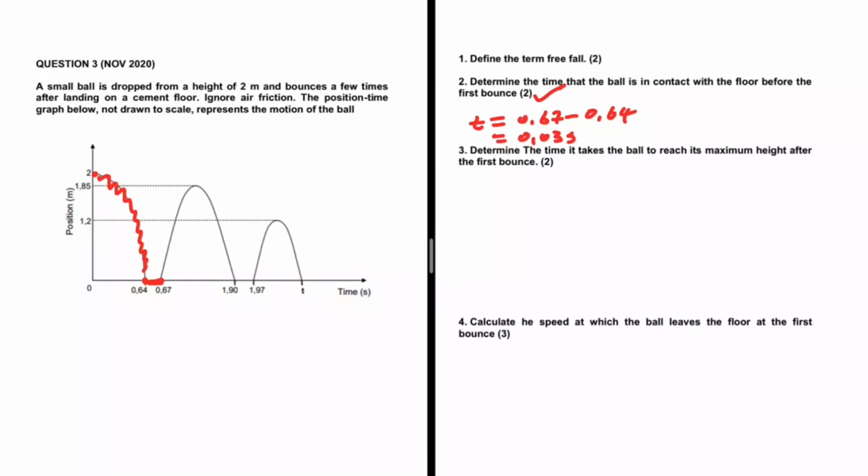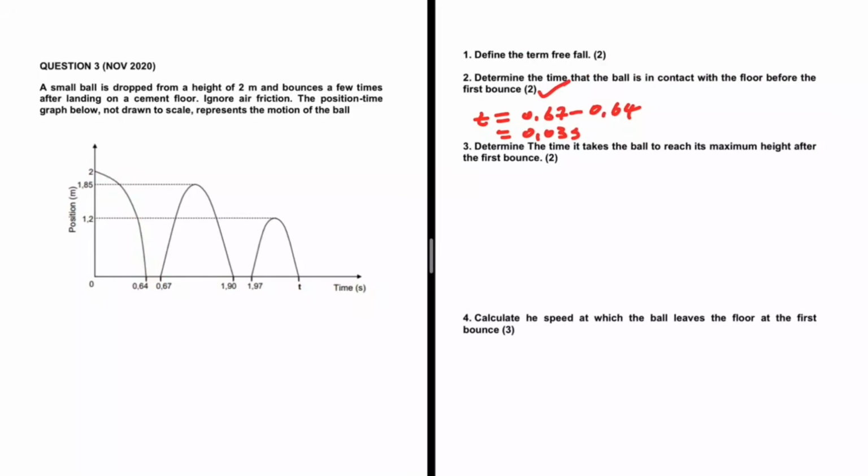Okay, the third question, on the other hand: determine the time it takes the ball to reach its maximum height after the first bounce. What we are interested in is the time taken by the ball to reach its maximum height after the first bounce. So this is what we are interested in. How much time does it take after leaving the ground to reach the maximum height? That's what you are interested in.